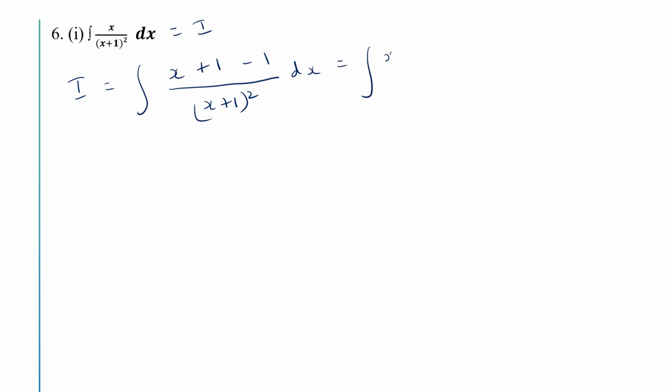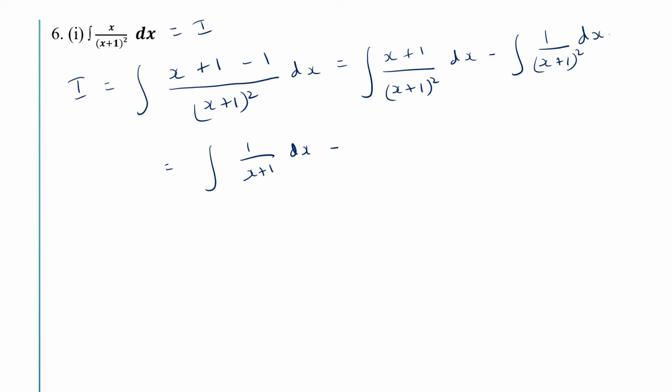So this we can split: integral x plus 1 by x plus 1 the whole square dx minus integral 1 by x plus 1 the whole square dx. Now we can use the standard integrals. This one is integral 1 by x plus 1 into dx minus integral 1 by x plus 1 the whole square, we can write as x plus 1 the whole raised to minus 2 dx. So this is very easy. This is log mod x plus 1. Here the coefficient of x is 1. So if we divide by 1, the answer remains the same.